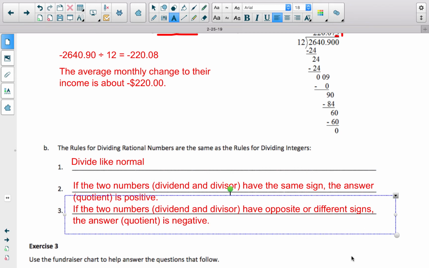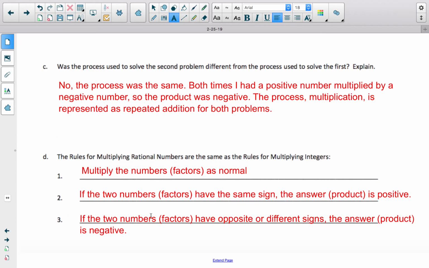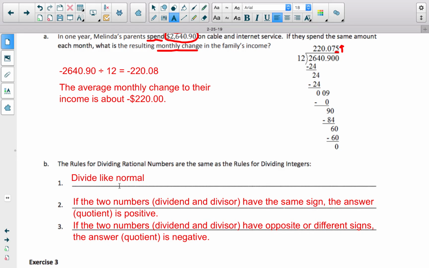These rules are the same rules as multiplication. So if we go back and look at multiplication here, you multiply like normal. If the two numbers have the same sign, the product's positive. If the two numbers have opposite or different signs, the answer is negative. If I look here, it looks like I divide like normal. And once again, if the two numbers are the same sign, the answer is positive. And if the two numbers have different signs, the answer is negative. So the rules for multiplication and division of rational numbers are basically the same, just like the rules for multiplying and dividing integers are basically the same.